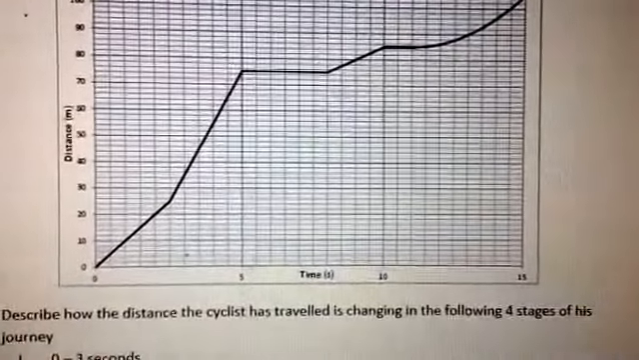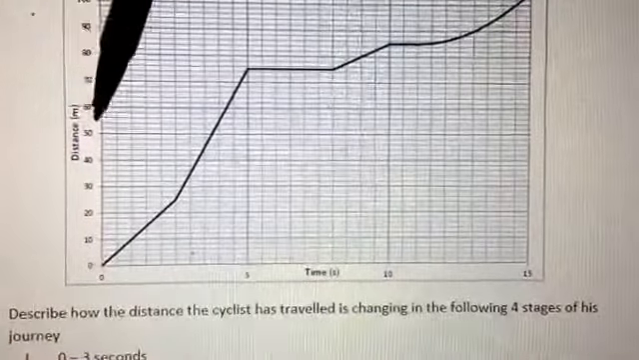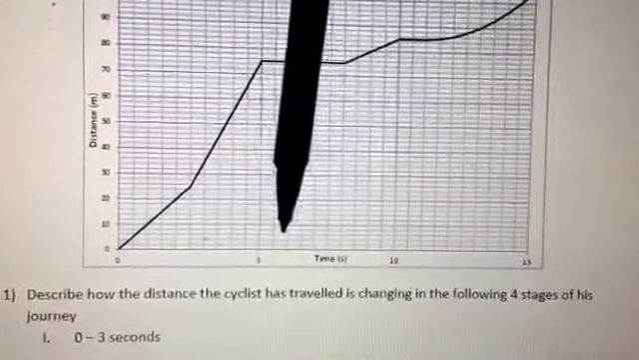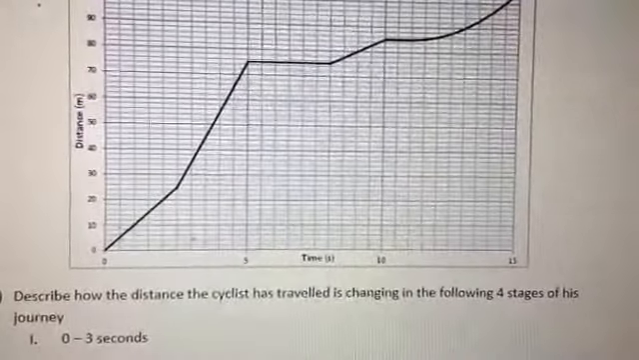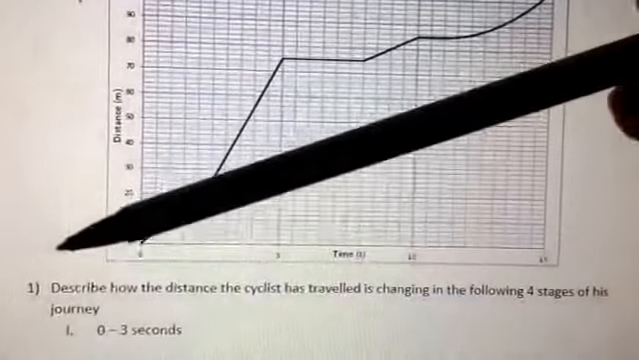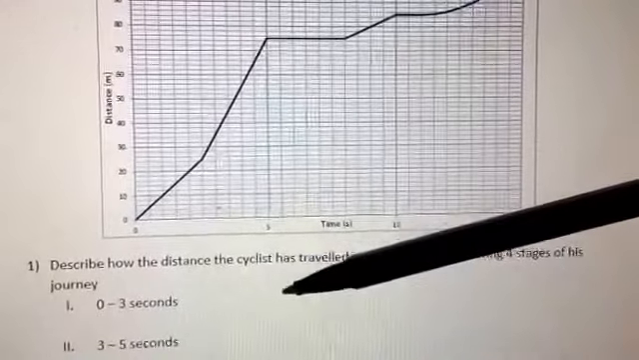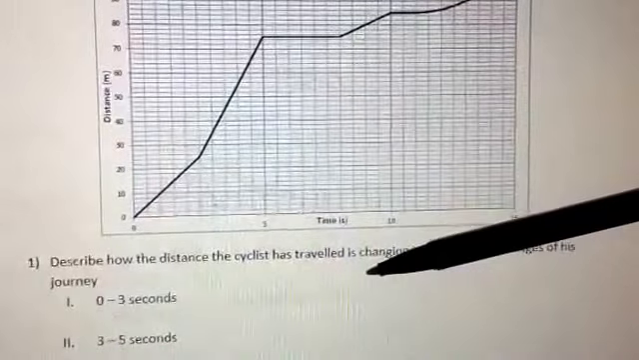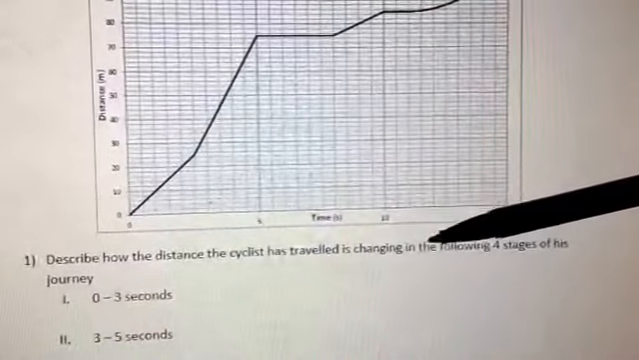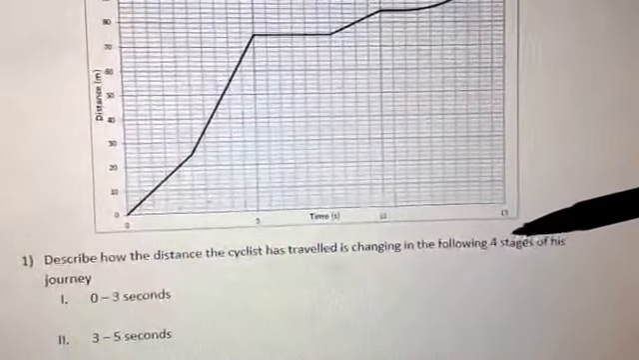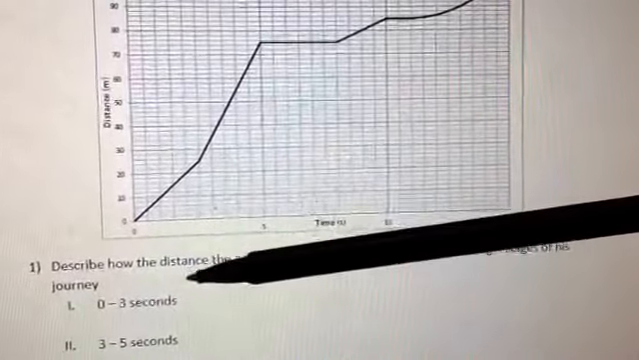Okay, today we're going to start with this graph. Now if you notice carefully, this is a distance graph on the left with time on the bottom. This is a distance time graph. The question says describe how the distance the cyclist has travelled is changing in the 4 stages. So you just need to describe.